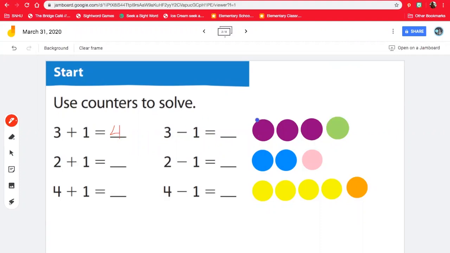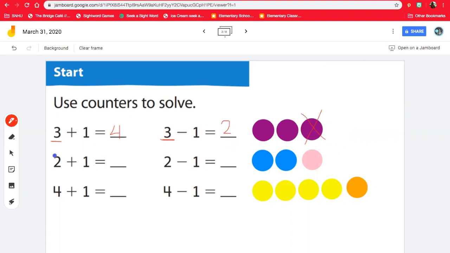Now what about 3 take away 1? So I'm going to have to start with 3. There we go. We have 3 right here. And I want to take away 1. I'm going to put an X through 1. So 3 take away 1, I'm left with 2. I just noticed something. We started with 3, and 1 more than 3 is 4. We started with 3 here, and 1 less than 3 is 2.